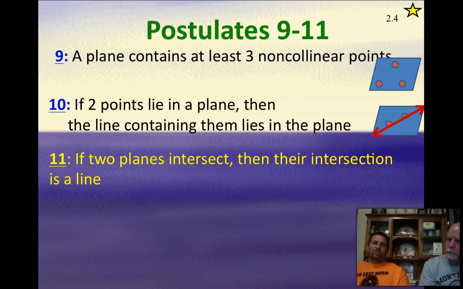And then number 11, if 2 planes intersect, then their intersection is a line. We already talked about this. Just remember, guys, if you look at the ceiling of your room and where the wall meets, you see that crease right there. That's where those 2 planes are meeting, and they're making a line. So this is kind of a review one for you. We're just now formally defining it as a postulate, that we just kind of understand that that's what's going to happen.